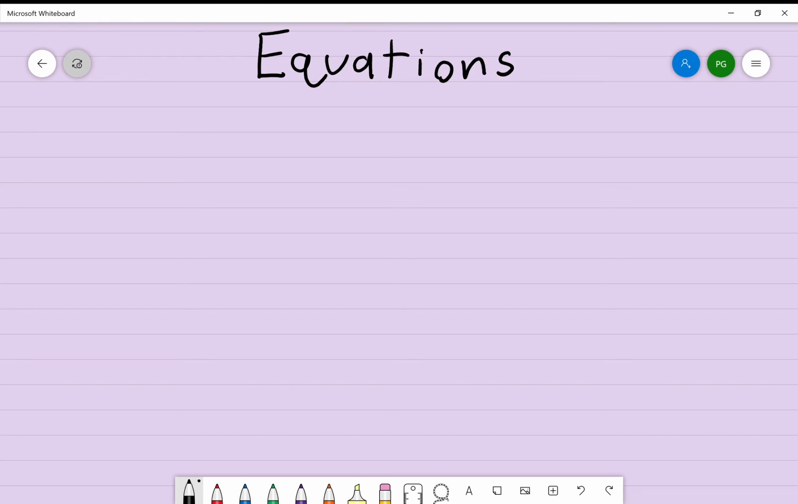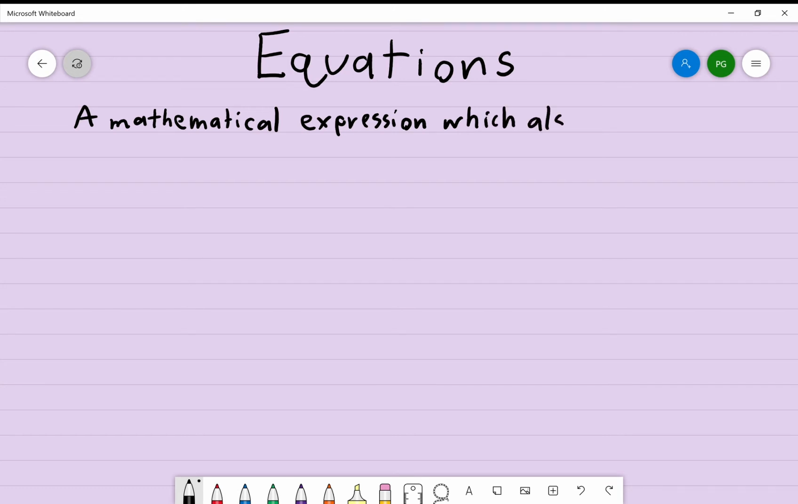Equations are a mathematical expression which also contains an equal sign. Okay, so that's the definition of equations if you want to get it down. Of course, if you already have it in your notes, you are good.